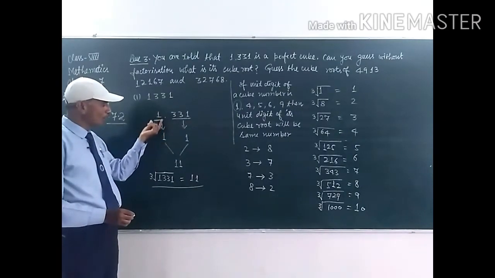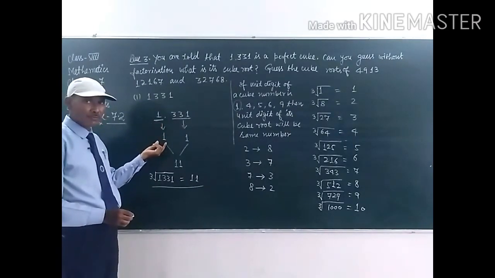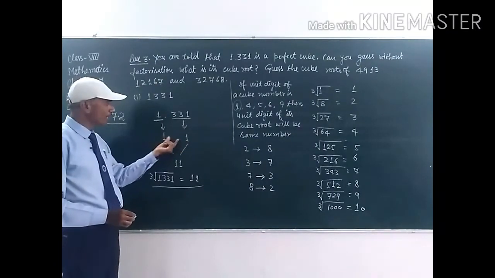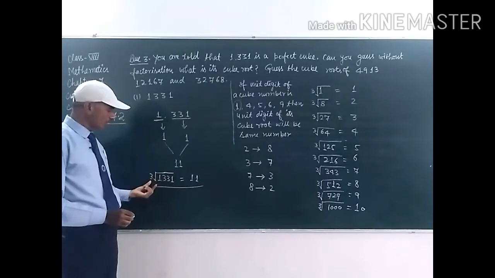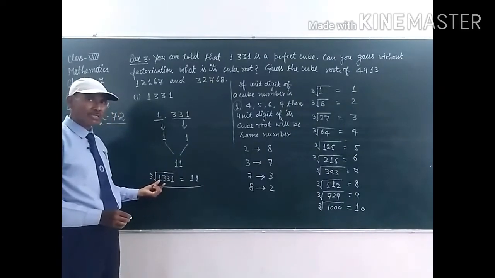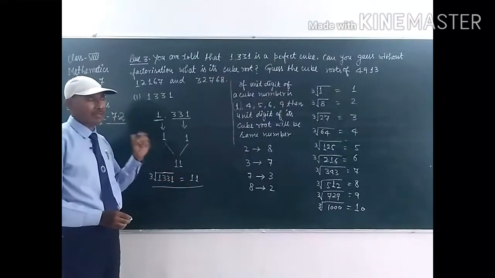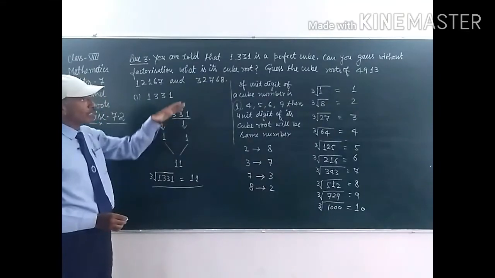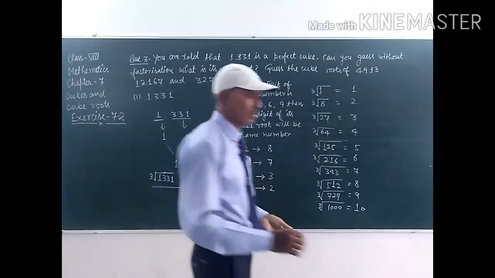The cube root of 1 will be 1. Clear, student? So, this one will be 1. So, this number is 1 and 1, that is 11. So, the cube root of 1331 is 11.